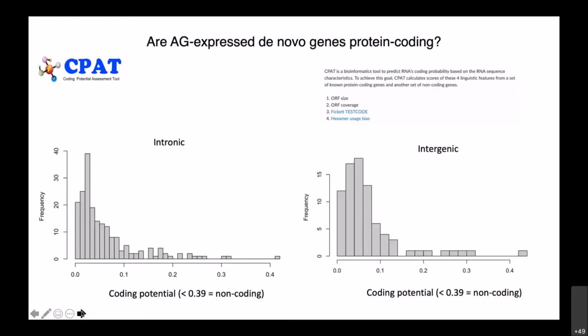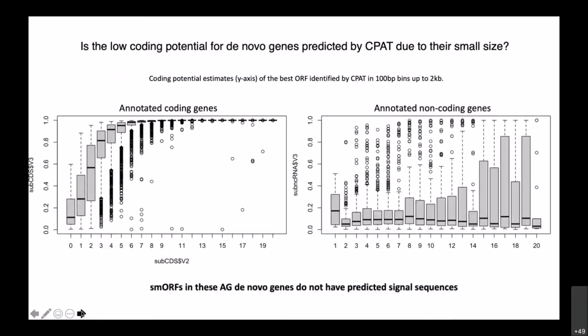But we were concerned about this conclusion from CPAT because these genes tend to be very small. And so we were worried about whether the algorithms used by this program were basically incorporating the lengths of the transcripts in a way that made the program more likely to make errors. So what we did is we took all the annotated genes, both coding and non-coding, and we put them through this program and generated the CPAT scores. And here they are in these two figures for coding on the left and non-coding genes on the right.